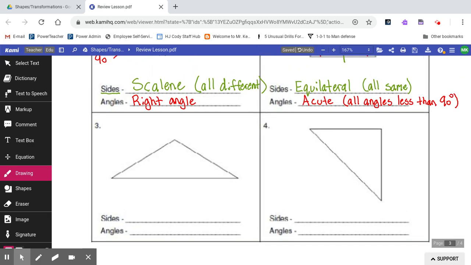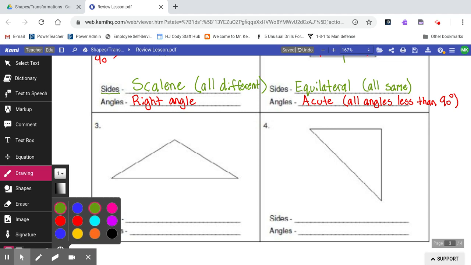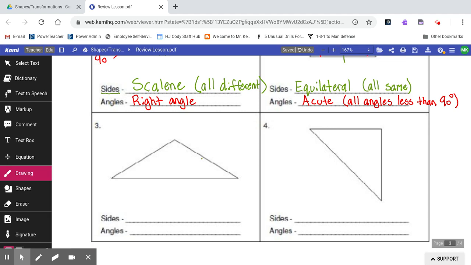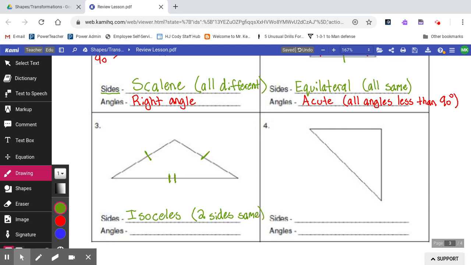If we look here, if I want to name this triangle based on the sides, I want to first realize that those 2 sides are the same, but this side is different. This is called an isosceles triangle. There's no E on the end of isosceles. So isosceles is 2 sides the same, but the third one is different.